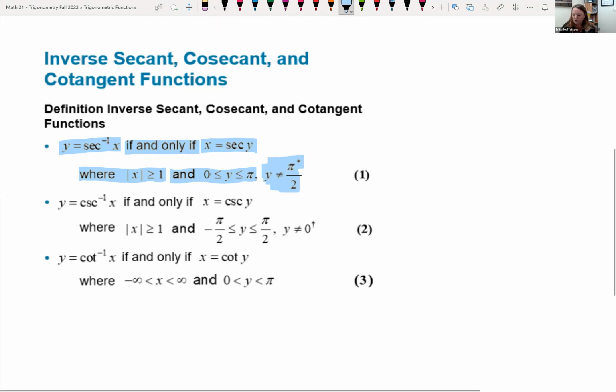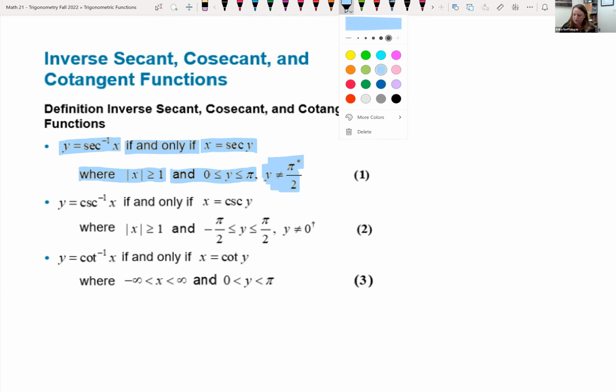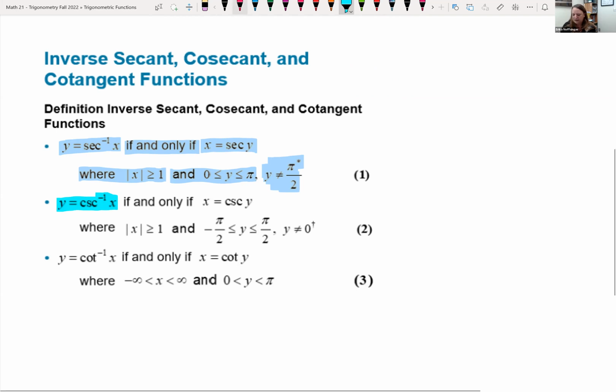Same idea for our cosecant function. And before I go into that, let's just talk about this between 0 and pi. So remember that secant of x is 1 over cosine of x. Cosine of x, we looked at the inverse function, was one-to-one between 0 and pi. We limited the domain. So we're doing the same thing for its reciprocal trigonometric function.